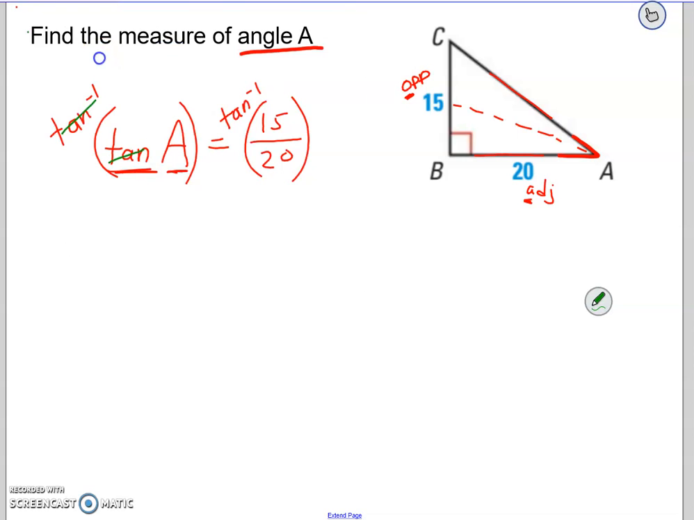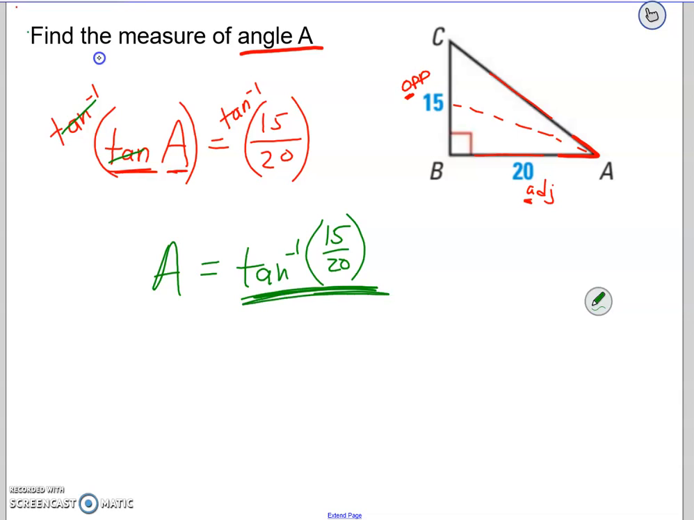What I get when I do that, arc tangent and tangent essentially cancel out. I'm left with A. So A must equal the arc tangent of 15/20, or if you want to call it 3/4, that's fine. And when I plug this into my calculator, making sure that it's on degree mode, not radian mode, I get A as an angle measurement of 36.9 degrees. Okay, so the same angle that we saw before is here.